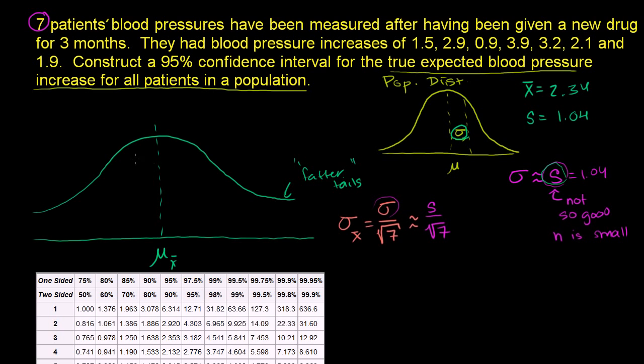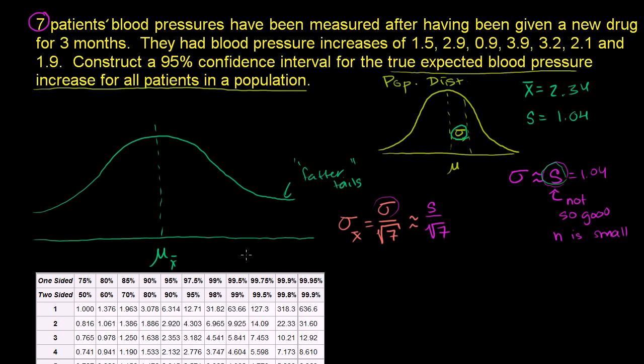You don't assume your sampling distribution is a normal distribution. You assume it has fatter tails. And it has fatter tails because you're essentially underestimating the standard deviation over here. Anyway, with all of that said, let's just actually go through this problem.